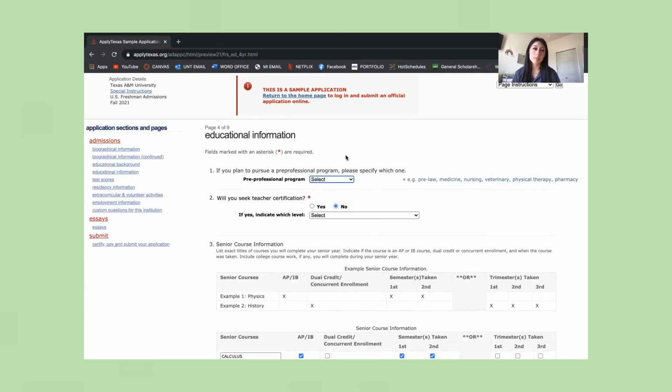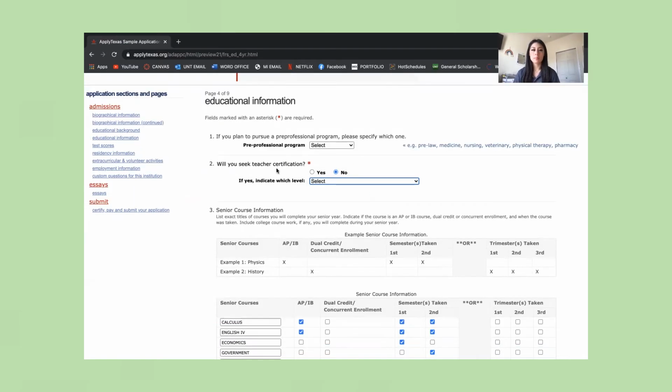So in the next section of the educational information here, the first question is just asking you if you're trying to go into a pre-professional program. And here listed, it's if you're trying to go into pre-law, medicine, nursing, pharmacy, physical therapy, this question would apply to you. Number 2 pertains to students trying to seek teacher certification. This question is just going to ask, if you are trying to seek this, what level are you trying to go into? So elementary school level, middle school, high school, or all levels.